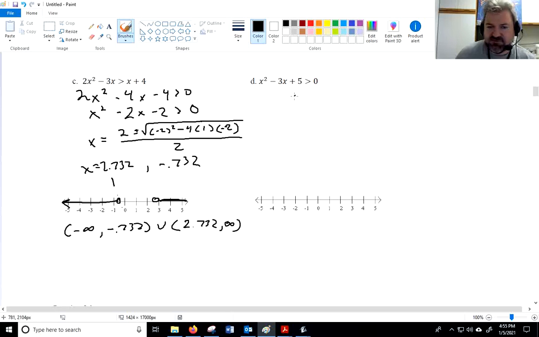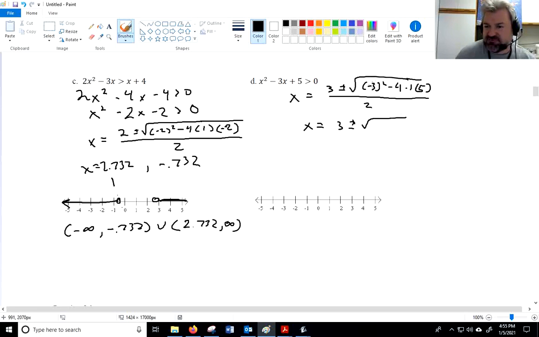All right, this is also not factorable, so we'll do x equals opposite b plus or minus the square root of b squared minus 4 times a times c all over 2a. Now that's -3 squared is 9. That's 9 minus 20. That's a -11. So this has no solutions, right? So it never has any zeros.